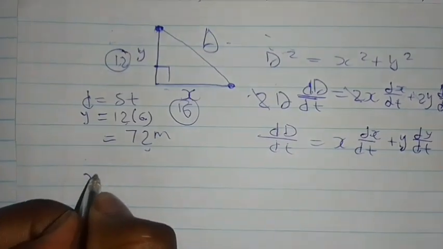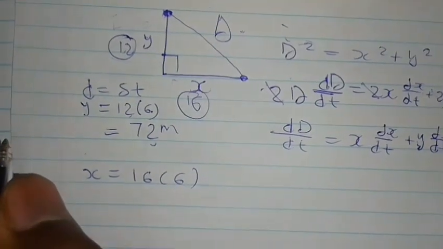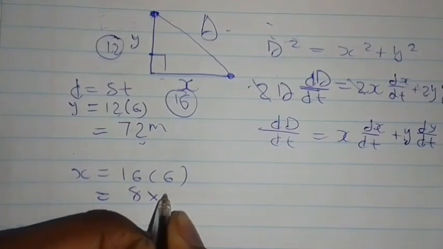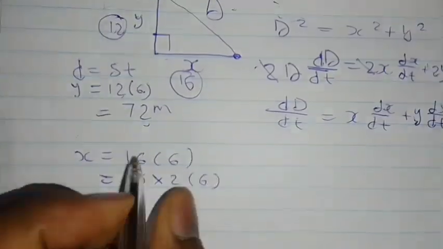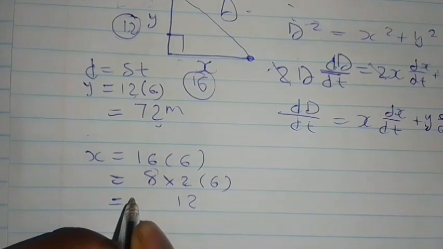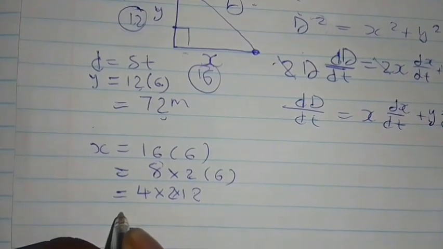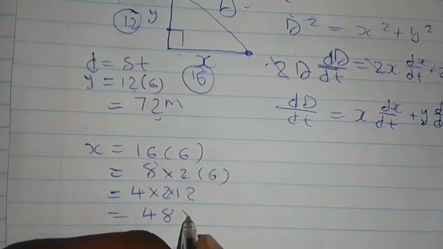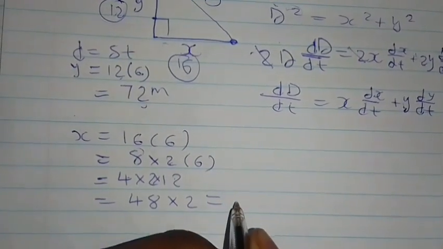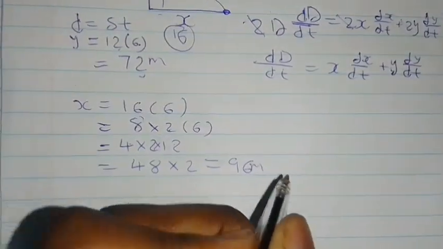So x equals 16 multiplied by 6. Now 16 is the same as 8 times 2, then you have that times 6. Now 2 times 6 is 12. And 8 is the same as 4 times 2. Now 4 times 12 is 48. Then you multiply that by 2, and you'll get 96 meters.